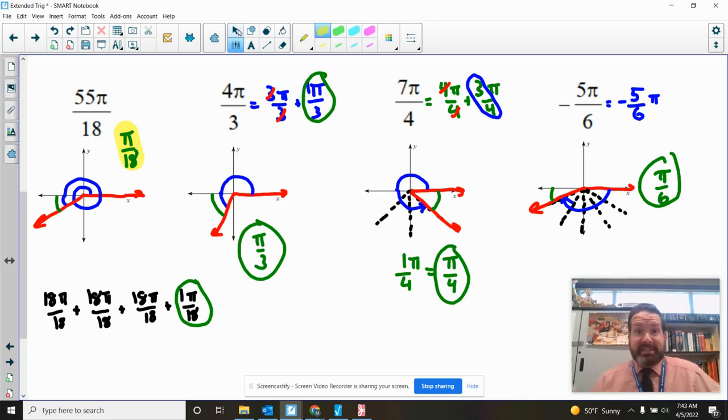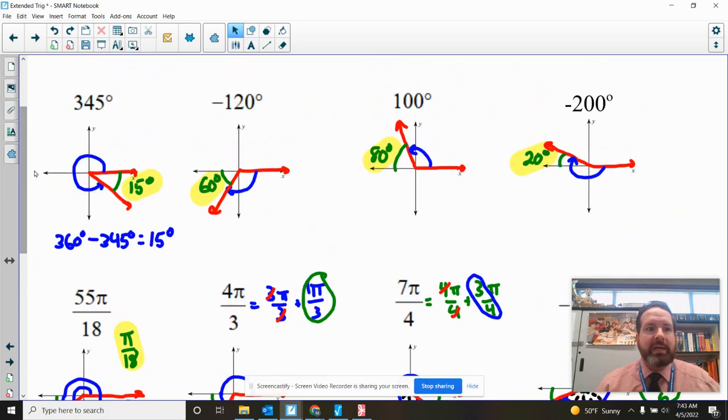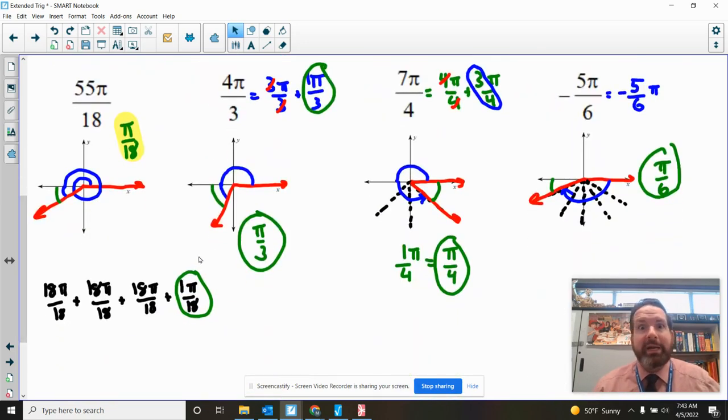Now, you're not going to hear me say this is easy. And if you're more comfortable in degrees, switch this to degrees, do it like we did up here, and then switch your final answer back to radians. You're going to end up in the same spot. I just want you to be able to skip that middle step of the double conversion.